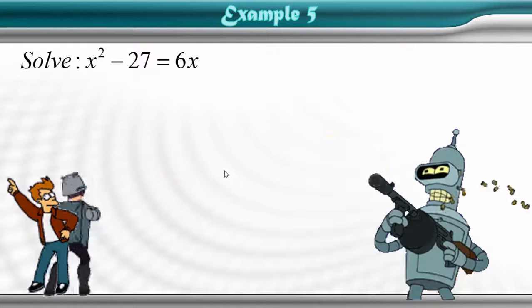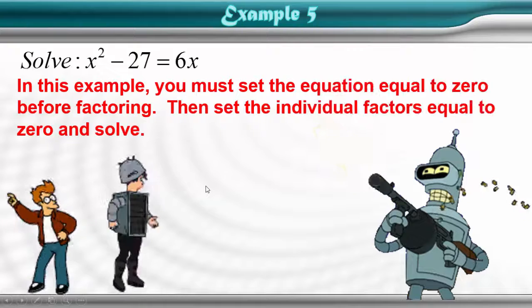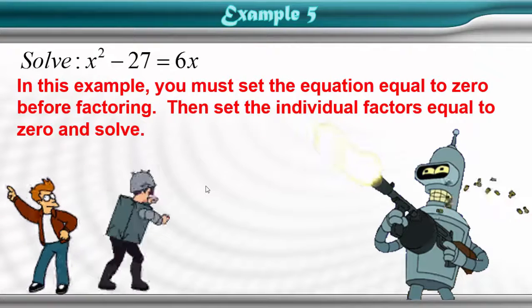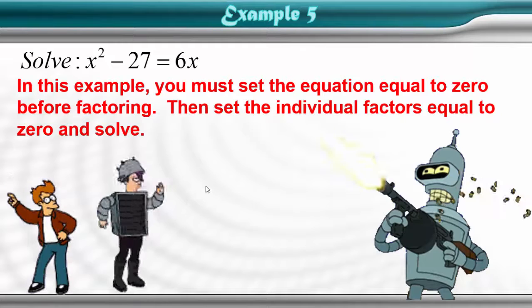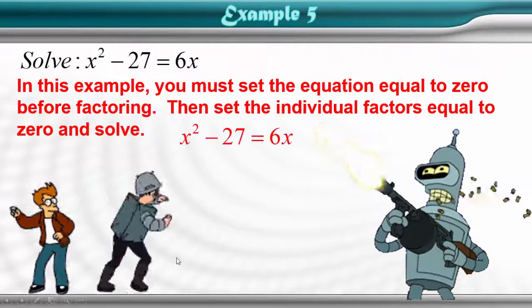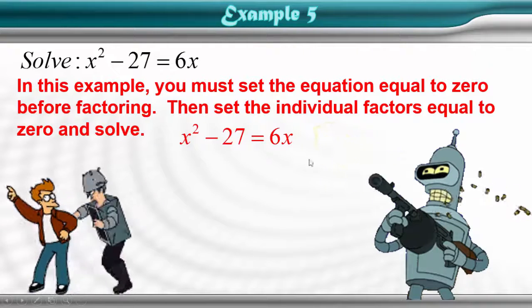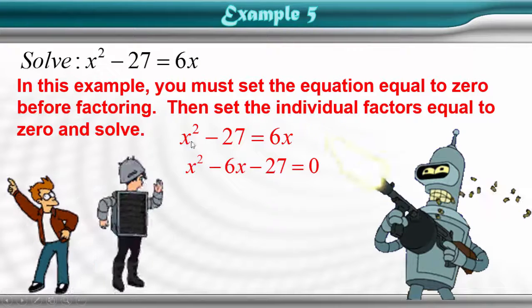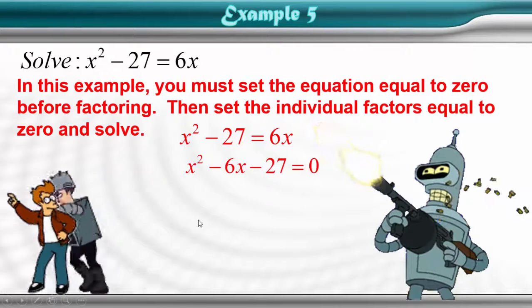Reviewing what we just did on the whiteboard, in this example, you must set the equation equal to 0 before factoring. Then set the individual factors equal to 0 and solve. So here is what we did. This is our original equation. We brought 6x over in order to get this quadratic equation.